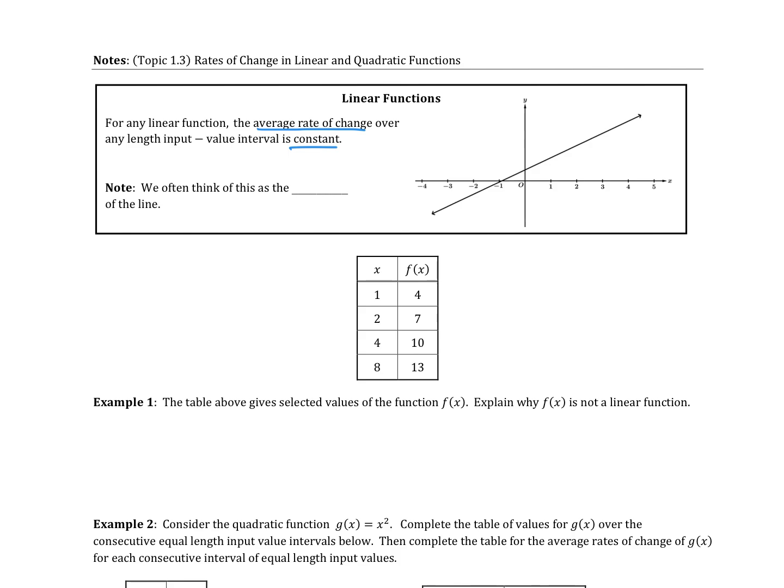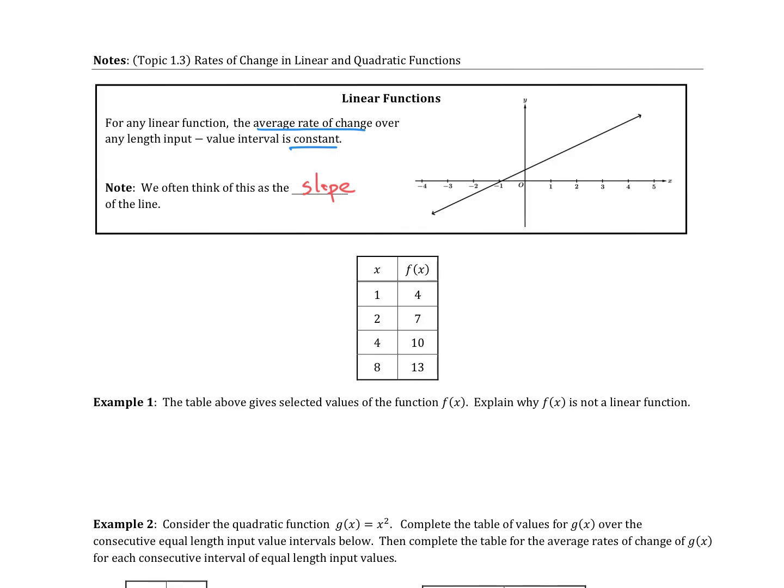We often think of this as a slope. This is the slope of the line. So an average rate of change is algebra slope. It is the slope of the line. And that slope is constant when it's a linear function. Because linear has what in it? Line. It has line in it. All right, so let's look at example 1.